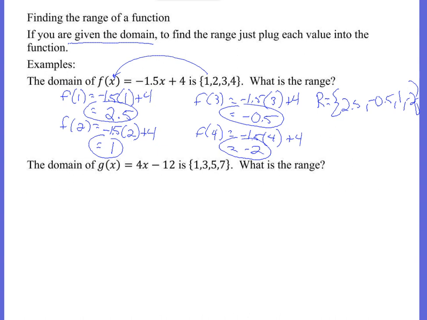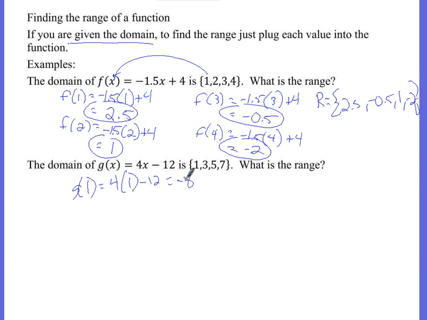So what should I do on the next one? The same thing. What am I going to write? G of 1 equals show the work times 1 minus 12. What do you get? That's 4 minus 12, which is negative 8.